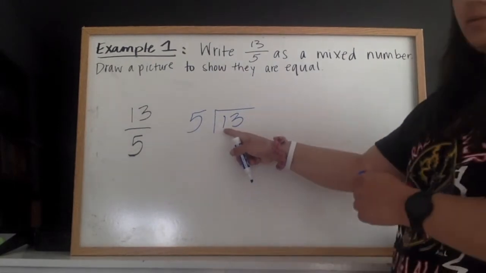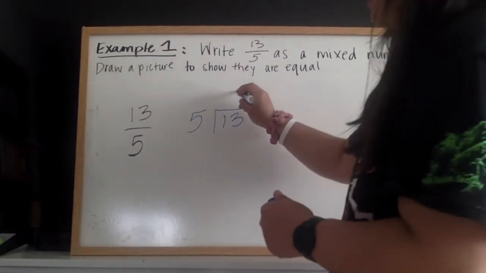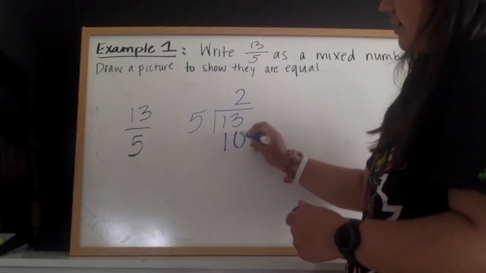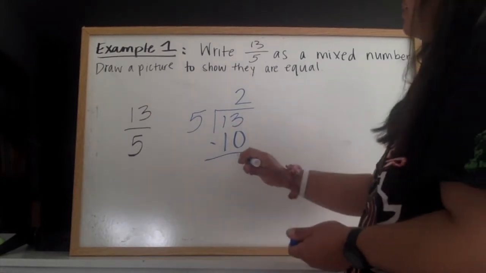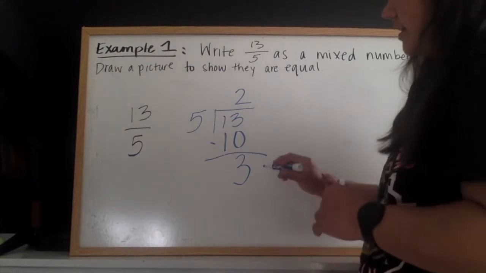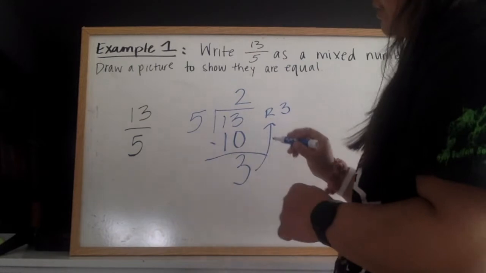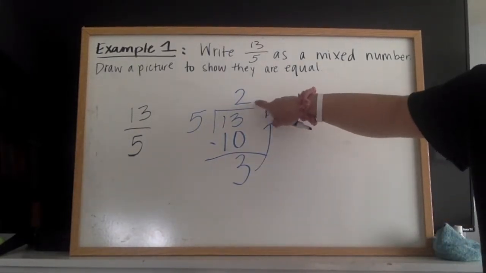Five doesn't go into 1, so I'm going to see how many times it goes into 13. It goes in there twice. 2 times 5 is 10. Then we subtract. 13 minus 10 is 3. There's nothing else to bring down, so we're done. So we have a remainder of 3. So how many whole numbers were there? So we've got 2 whole numbers.